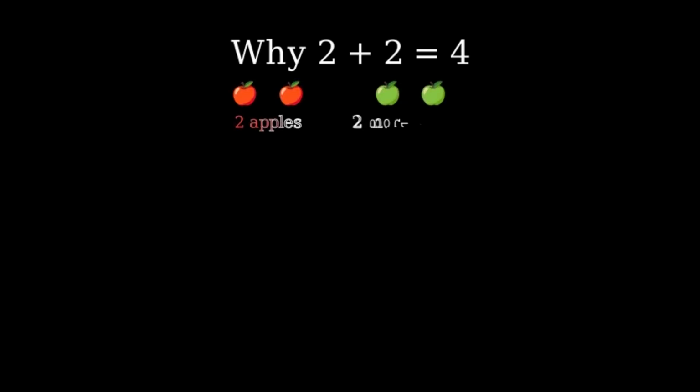Imagine you have 2 red apples. Now you get 2 more apples. When you count all of them, you'll count 1, 2, 3, 4. So 2 plus 2 is 4, not 5.